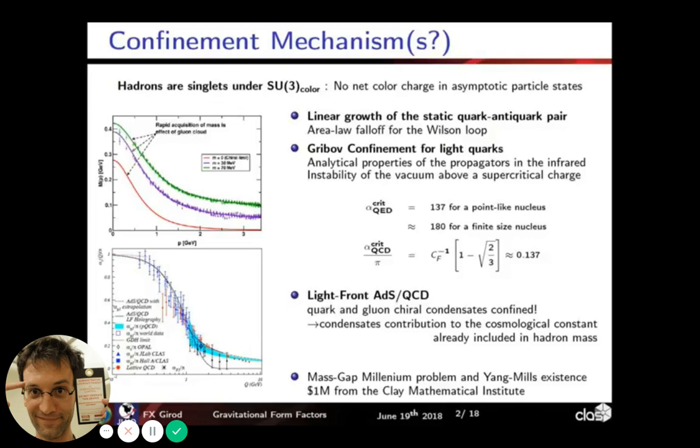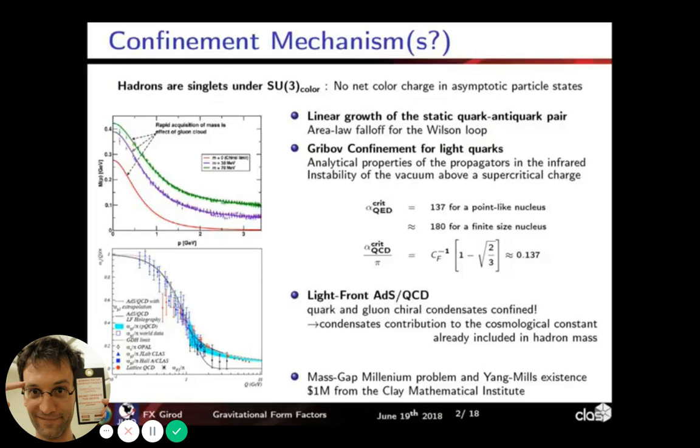But the question is, what is the mechanism for light quarks, such as u and d quarks? So Vladimir Gribov made a proposal that the real mechanism was due to the analytical properties of the propagators in the infrared. So if we look here at the mass as a function of momentum, we have some lattice calculations and also some calculations that were performed within the Dyson-Schwinger approach that would correspond to the inflection point here at low momentum.